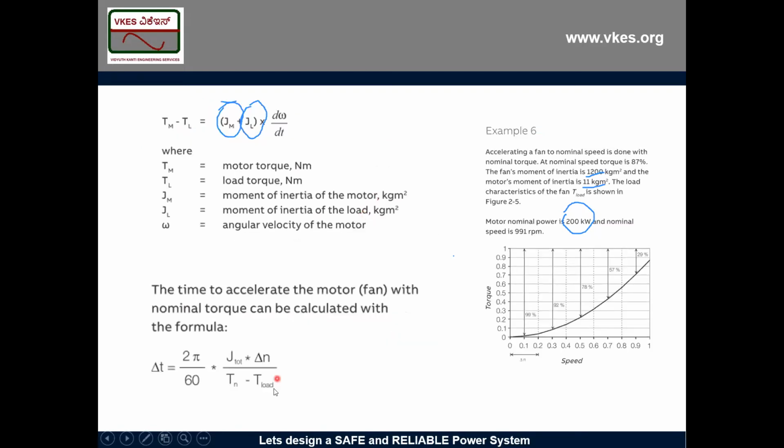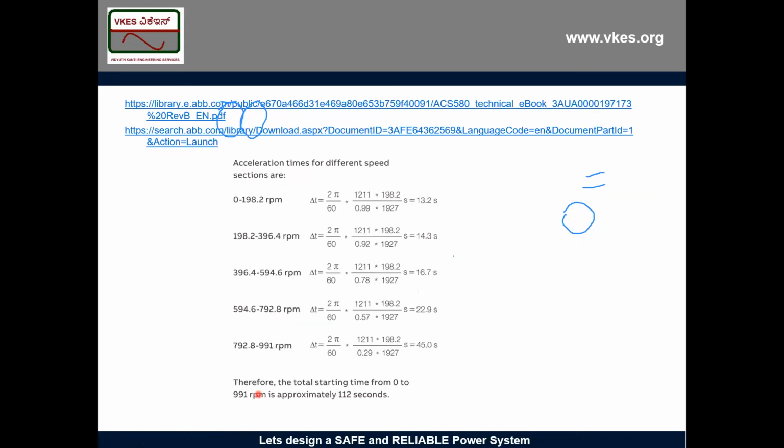Then this Tm minus T load is the accelerating torque, the difference of the motor torque minus the load torque. Okay. So this motor minus load torque, what is the total torque? Total torque is 1927. How do I determine the torque? In the last class, I told you power P is equal to 2 pi nT. So P divided by 2 pi n will give you the torque. But in the last class, you have done it. So you know the torque is 1927.